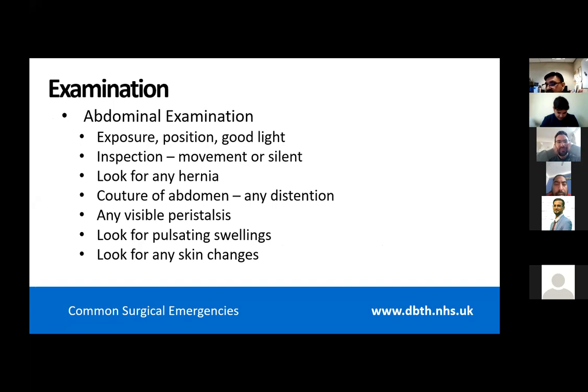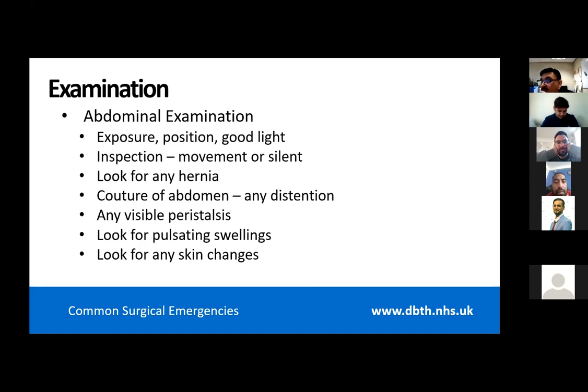The important thing which I stress is the exposure. We have to have a good exposure of the abdomen from the mid chest down to mid thighs. Patient should be in a supine position. There should be good light, and you have a good inspection of the abdomen regarding the movement or the silent abdomen. Again, if the abdomen is silent and the patient is not moving it appropriately, then there could be something going on there, and this is a sign of the acute abdomen. If there is not good movement in the abdomen, then the patient must be in a lot of pain and resisting breathing, and the movement of the abdomen would be silent.